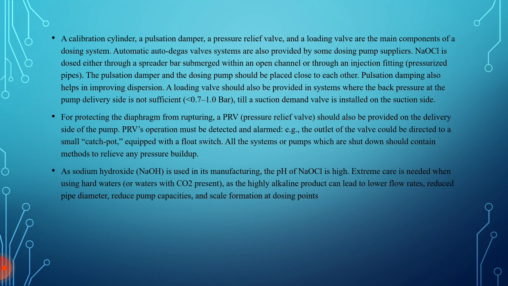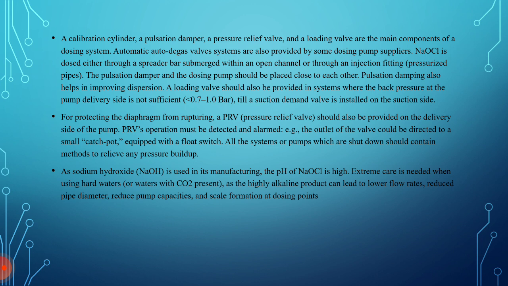For protecting the diaphragm from rupturing, a PRV (pressure relief valve) should also be provided on the delivery side of the pump. PRV operation must be detected and alarmed. For example, the outlet of the valve could be directed to a small catch pot equipped with a float switch. All systems or pumps which are shut down should contain methods to relieve any pressure build-up.